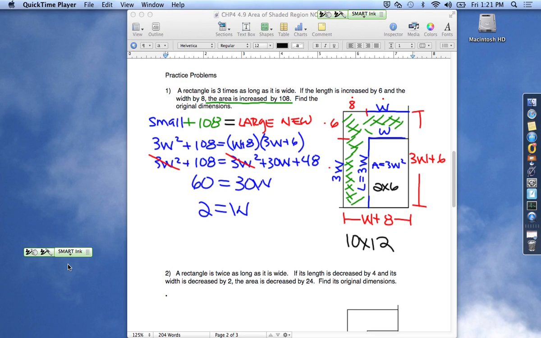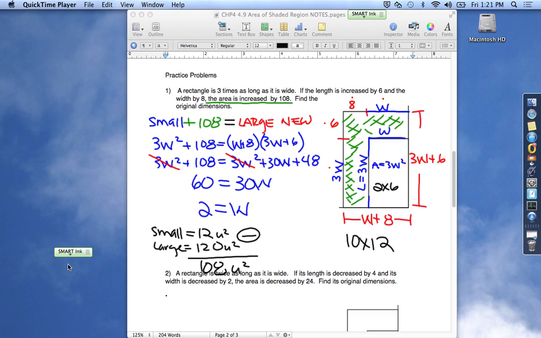And you can verify the areas. The area of the small rectangle would be 12. So the area of the small would be 12 square units. The area of the large will be 120 units squared. And the difference between those two numbers would be the 108 in red. So with problems like these, you always have a way to check yourself.